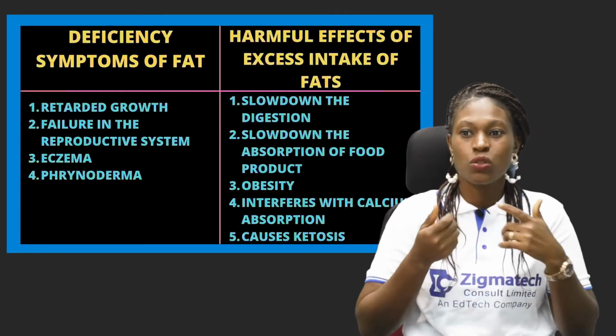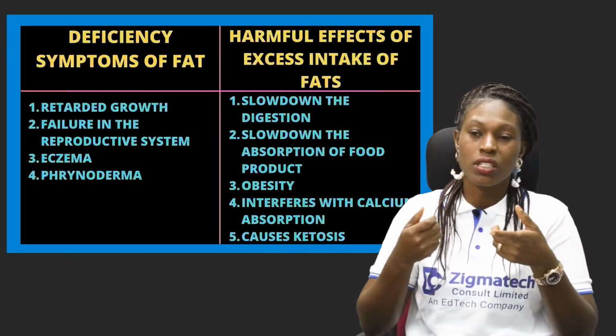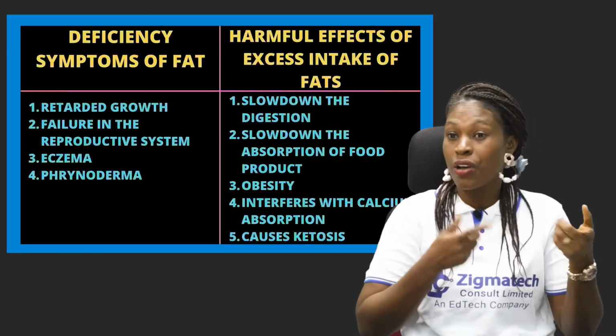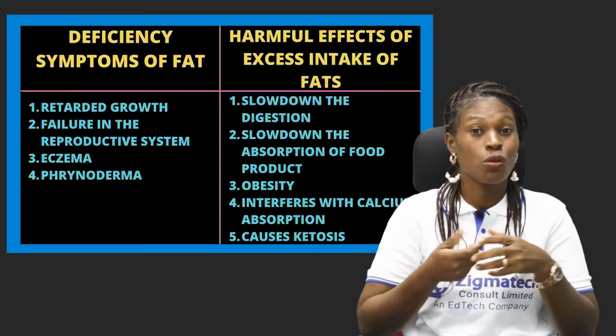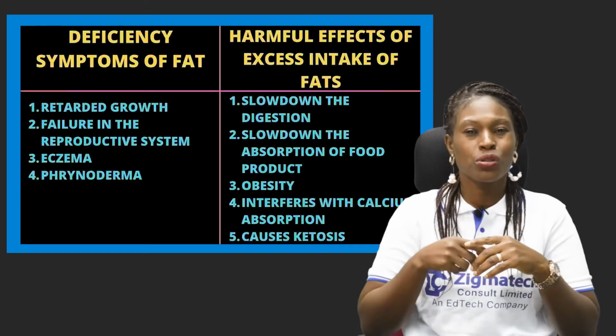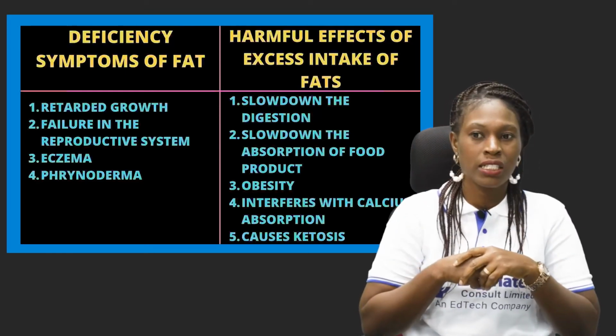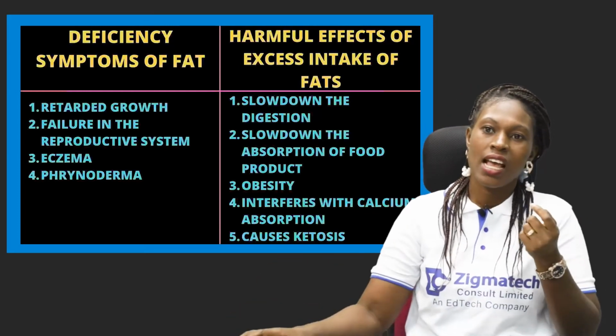And then it also interferes with calcium absorption. Too much fat in the body interferes with calcium absorption. Calcium is needed in the body to help for strong teeth, strong bones, and a whole lot of that. So when you take too much fat, it interferes with the function of calcium in our body. And then it also causes ketosis.